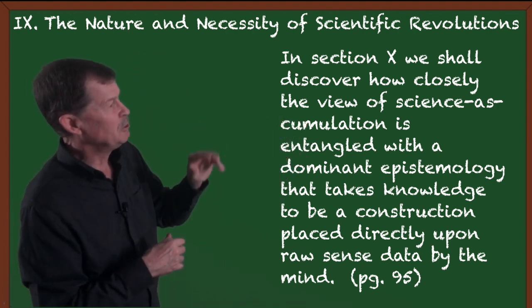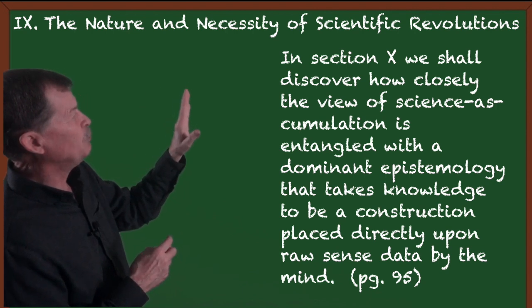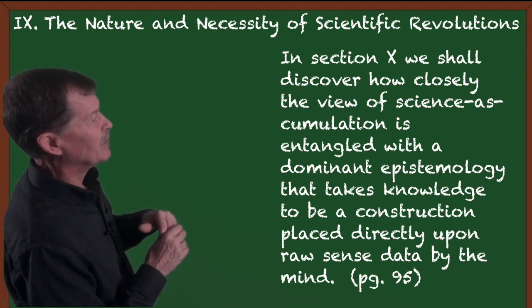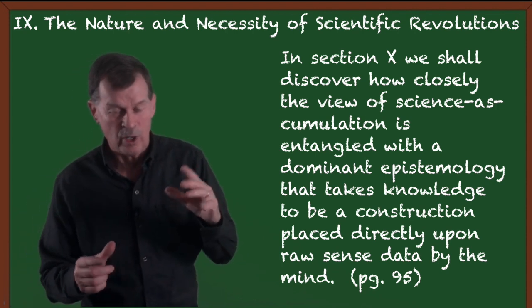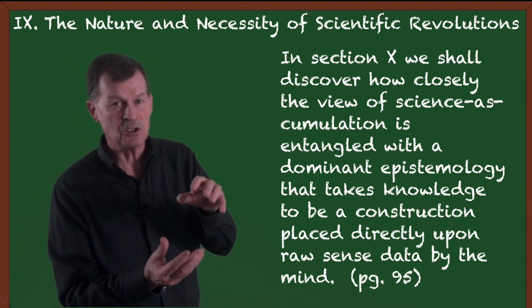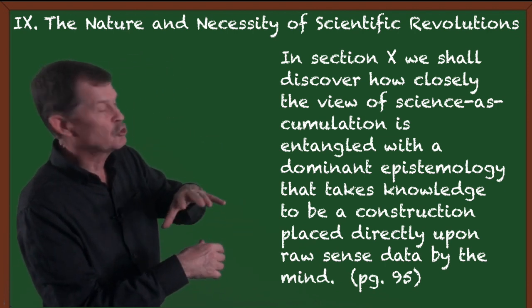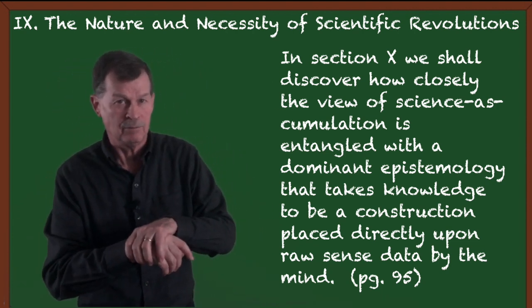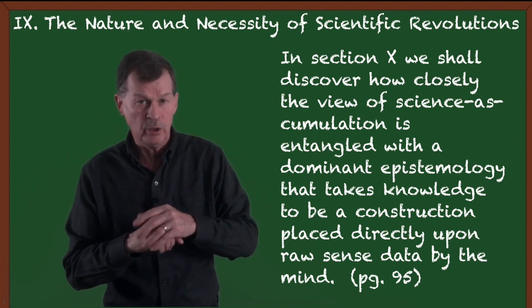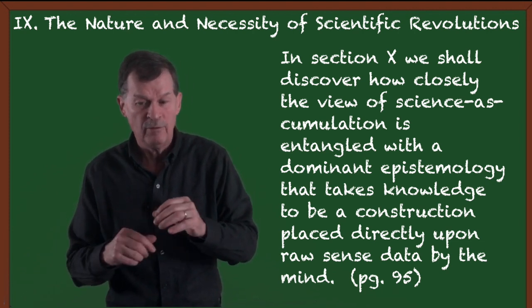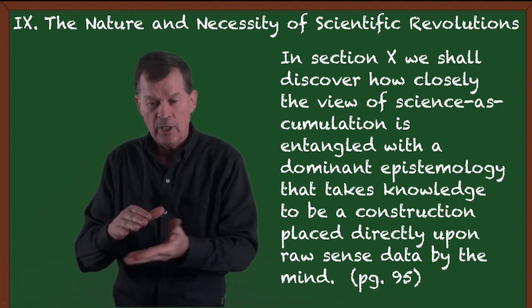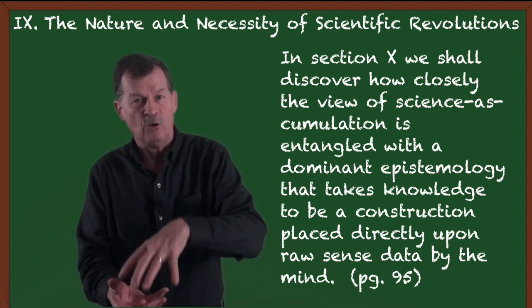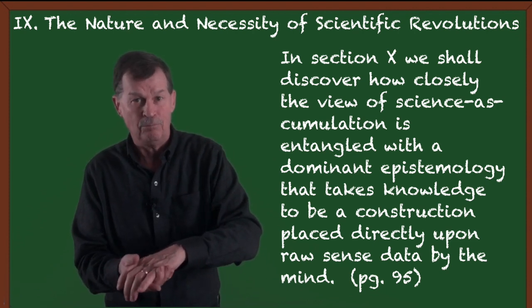So what Thomas Kuhn is saying is that the view of accumulation as science is entangled with a dominant epistemology that takes knowledge. What is knowledge? He says they believe knowledge to be a construction that is placed directly upon the raw sense data, okay, directly, which would be called realism, or it could be called realism in a way, but whatever it is, it's direct. There are no intermediaries that are affecting the interpretation of that raw data.